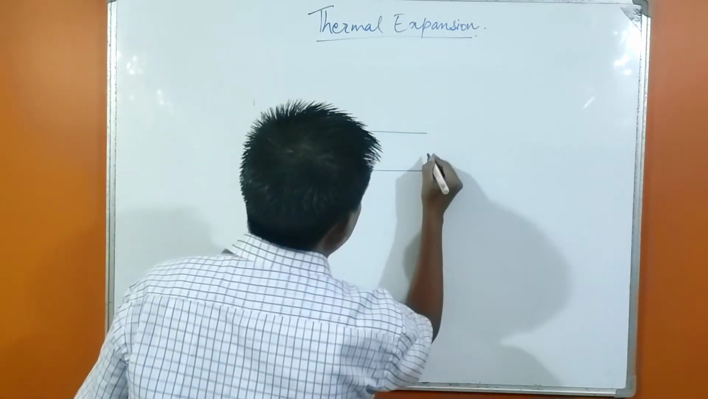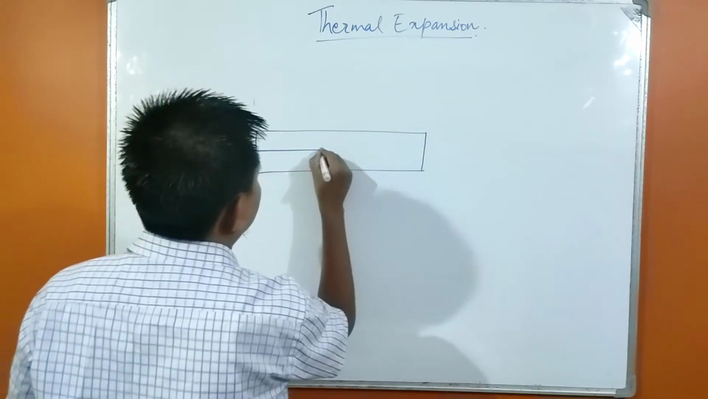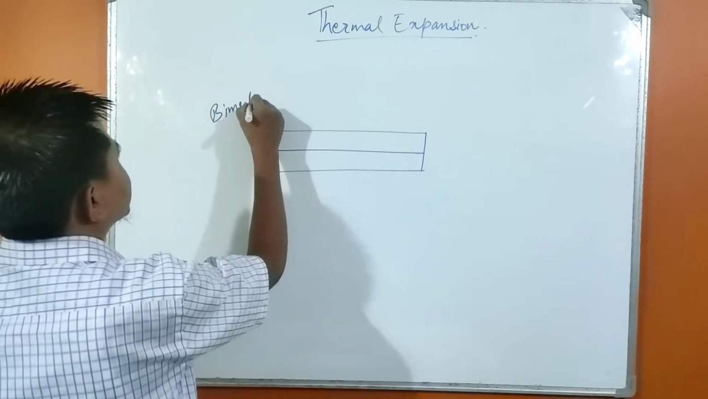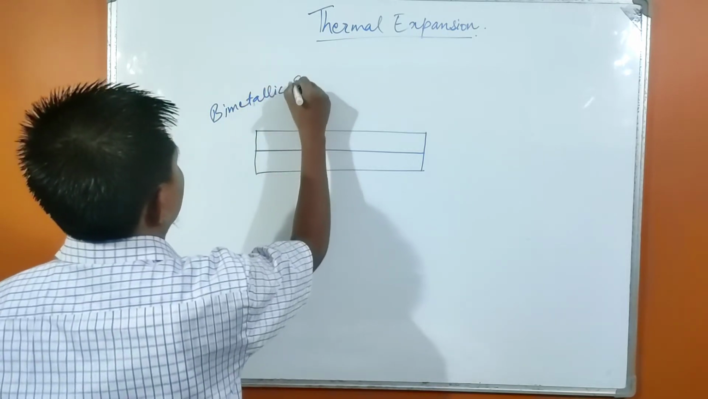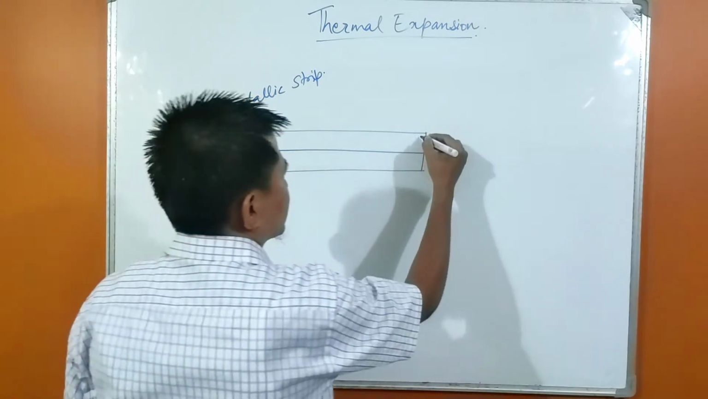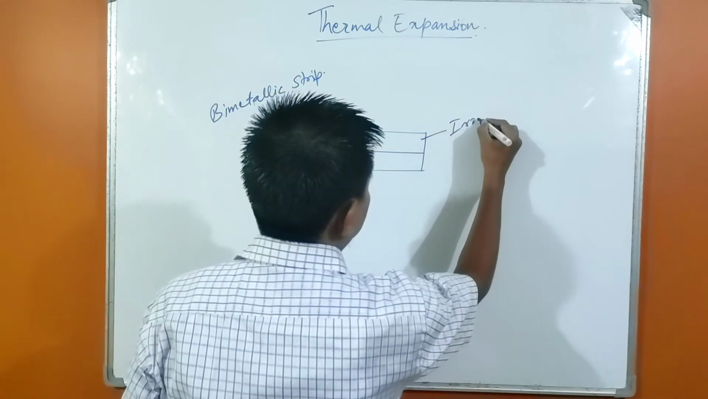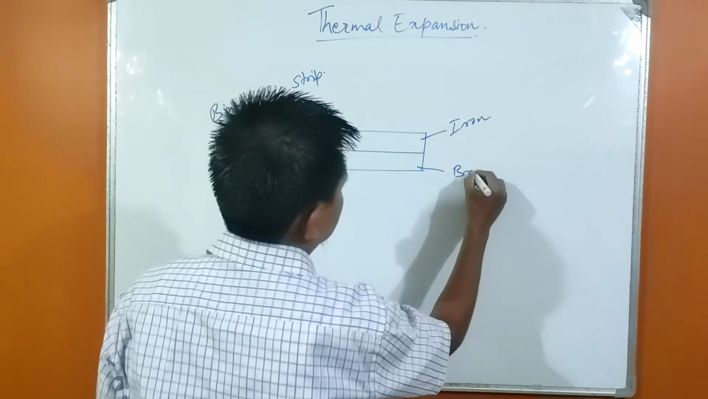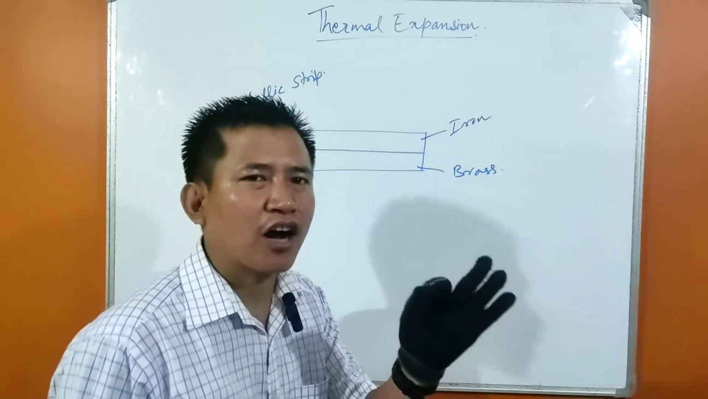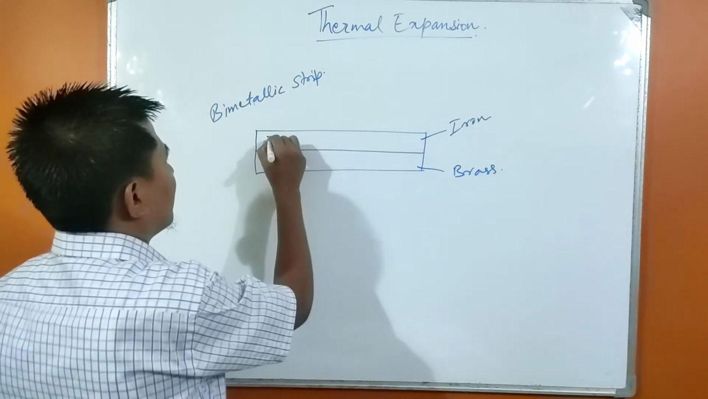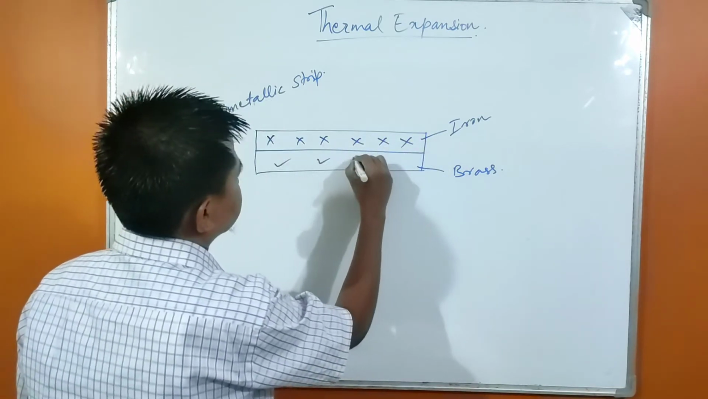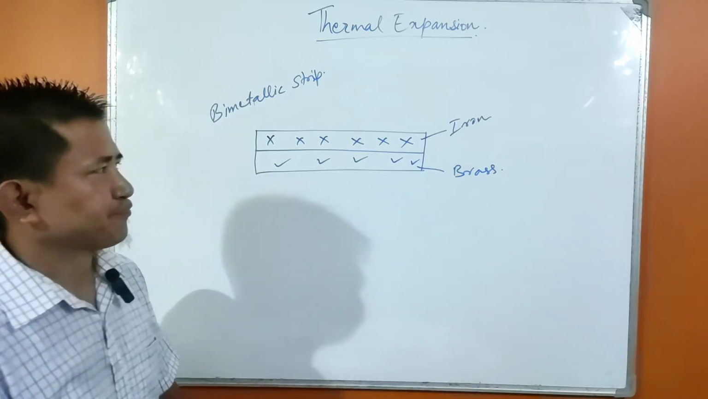This is a bimetallic strip, okay? Bimetallic means made out of two metals. Suppose this is iron and this is brass. This bimetallic strip is made out of iron and brass. This is iron and this is brass, okay?